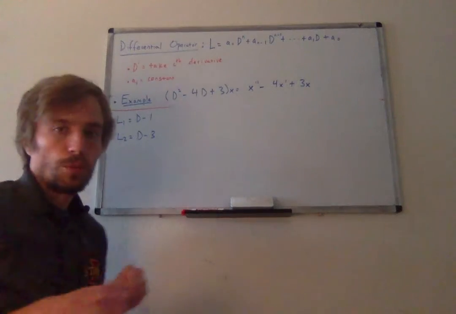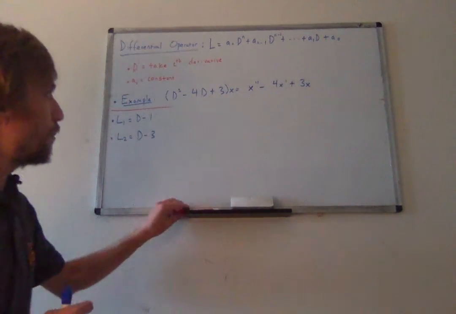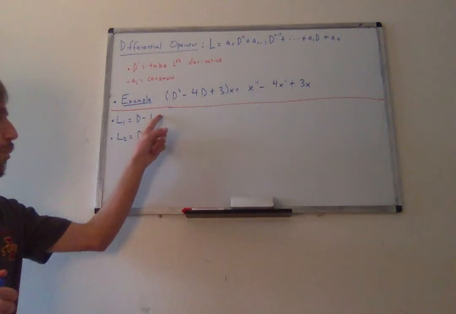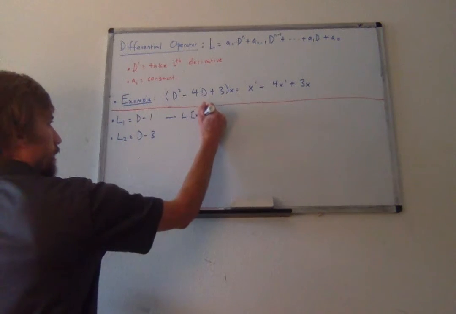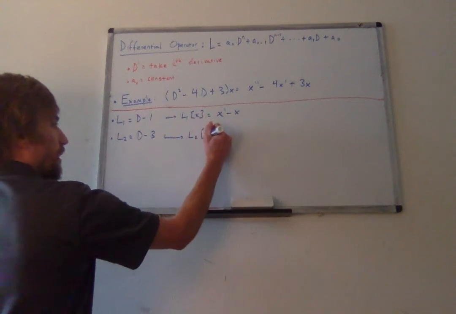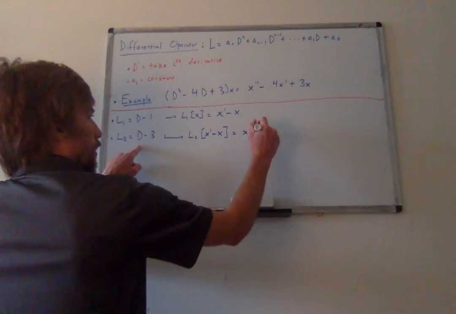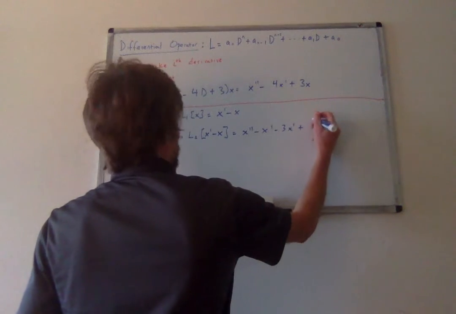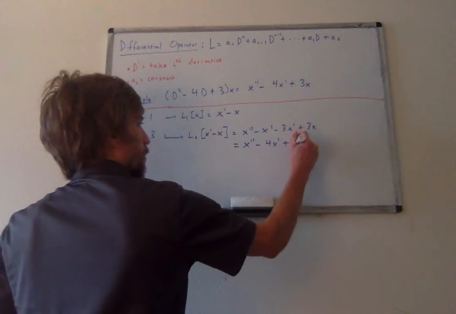Another nice property is that if I want to apply two operators, I can apply one operator then the other, or I can multiply the two and then apply them both at once. So I'll show you what I mean. If we consider these two operators, L1 and L2, you can see that L1 applied to x would just be x prime minus x. And then L2 applied to that would be x double prime minus x prime, the first derivative of this, minus 3 times the original, minus 3 times this, which is equal to x double prime minus 4x prime plus 3x.